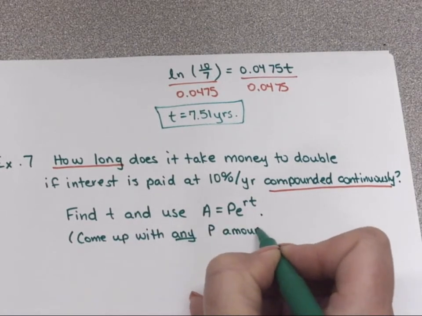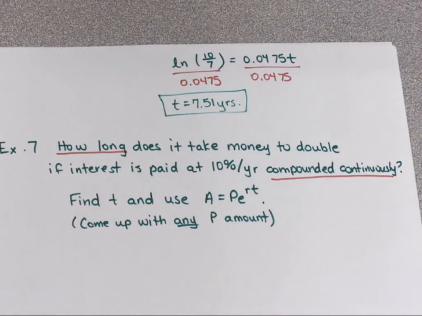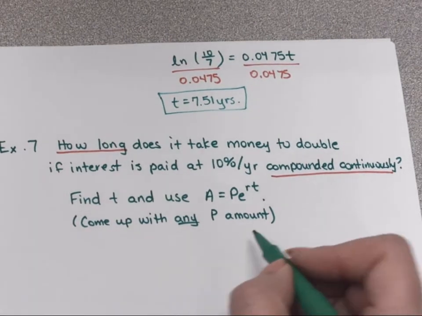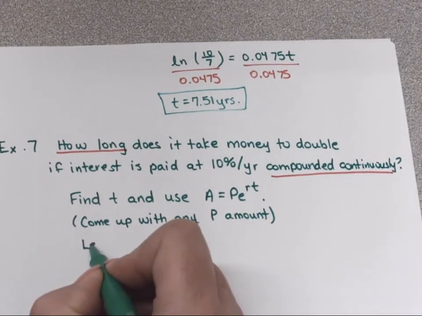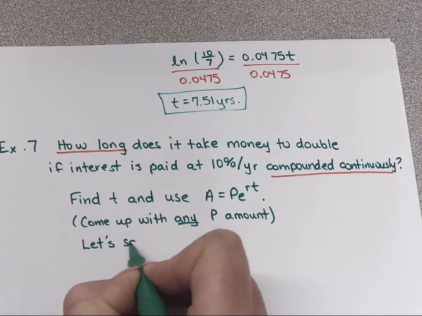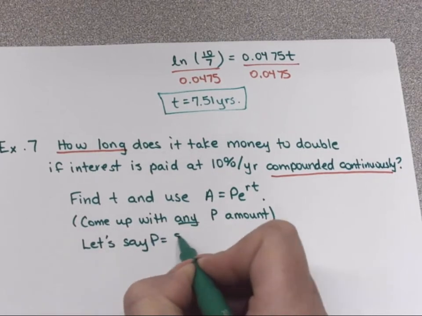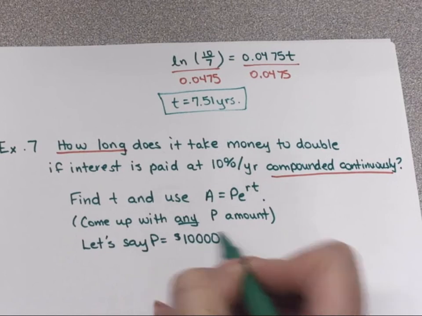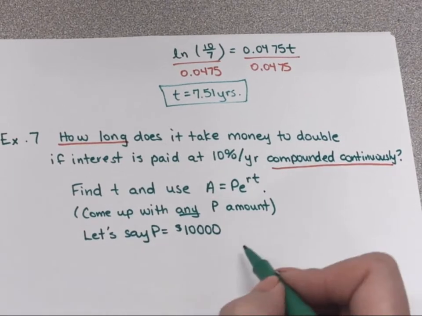And I'm going to show you that it actually wouldn't matter anyway. Okay, so let's just throw an amount out there. We can make P anything we want. Okay, so we'll make it 10,000. Let's say P is 10,000. I probably picked 10,000 because it was kind of a nice round number, right?